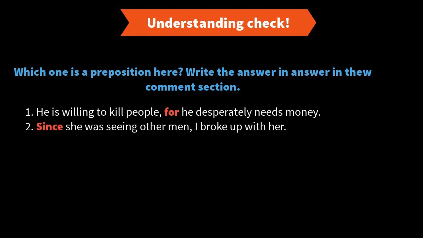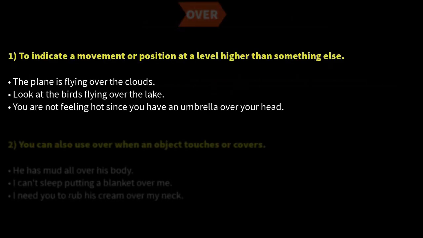Alright, let's talk about the next preposition, over. Guys, over also has a couple of usages. Usage number one, to indicate a movement or a position at a higher level than something else, right? When you want to say something is placed at a higher position than something else, or is moving at a higher location than something else, you can simply use over to talk about that. Let me show you some examples.